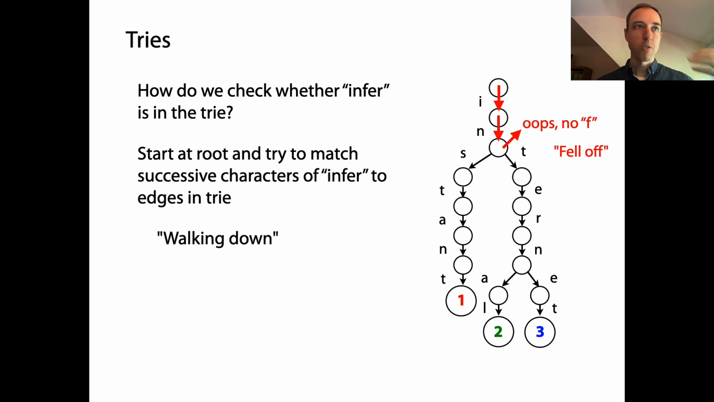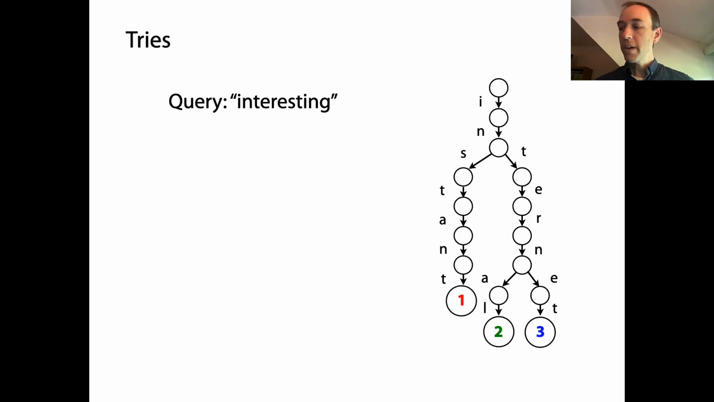Okay, and we can answer the question, no, right? The word infer is not one of the keys in our collection. Okay, let's try another query, a different query. This time we'll try the word interesting. I'll go a bit quicker this time, since now you sort of get the idea of what the walking down query is doing.